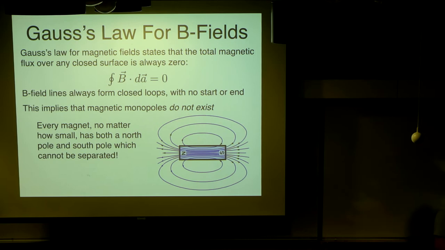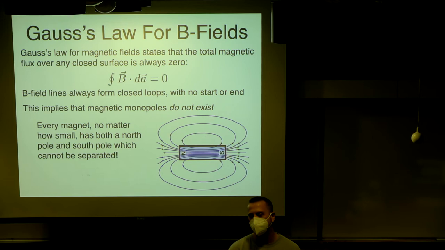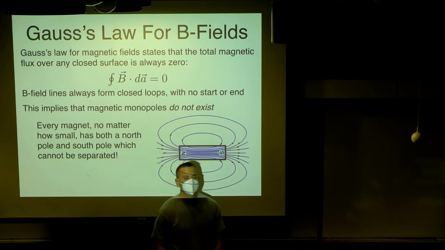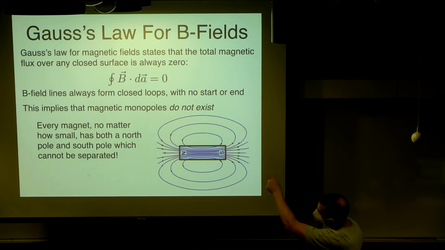So what is this saying? B dot dA, that is magnetic flux. It's the flux of B field lines through some surface. But when I show the integral like this with a little circle on it, that means it's a closed surface. So we're talking about something like a sphere, which is fully enclosing something, or a cylinder, let's say, which is fully enclosing something. As opposed to an open surface like this, which is not enclosing anything. So as long as we have a closed surface, the flux through that surface of B field lines is always zero.